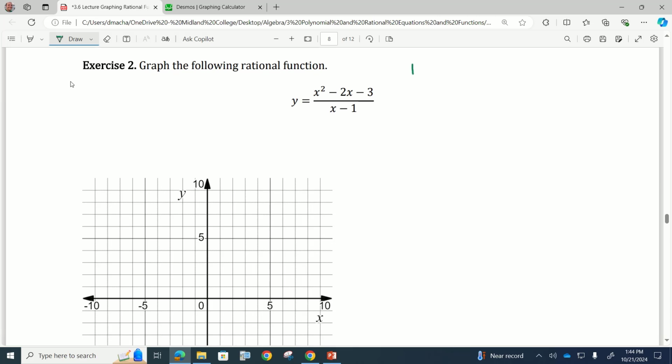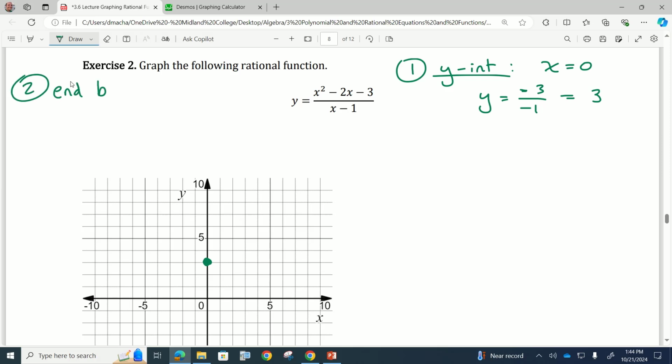So once again, graph the following rational function. Step number 1, let's find my y-intercept. I plug in x equals 0, and my y-intercept is negative 3 divided by negative 1, which is 3. The y-intercept is the easy part.